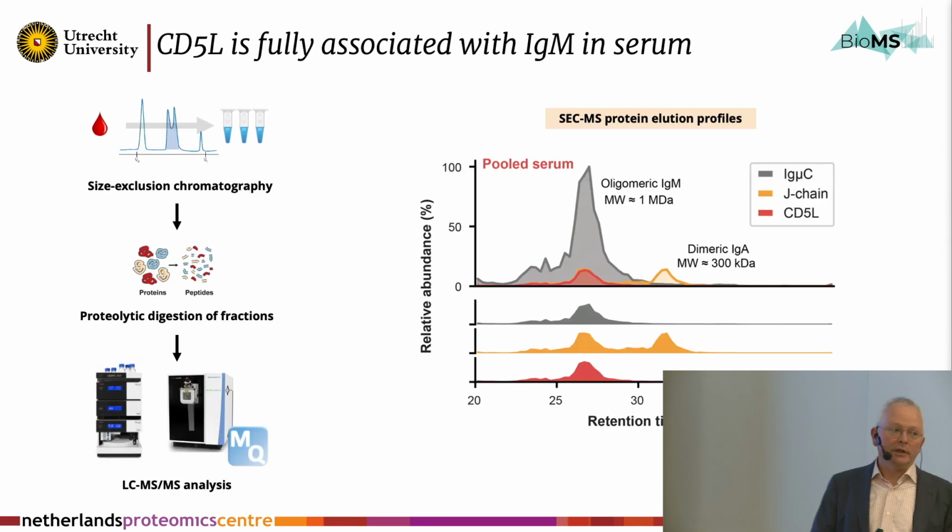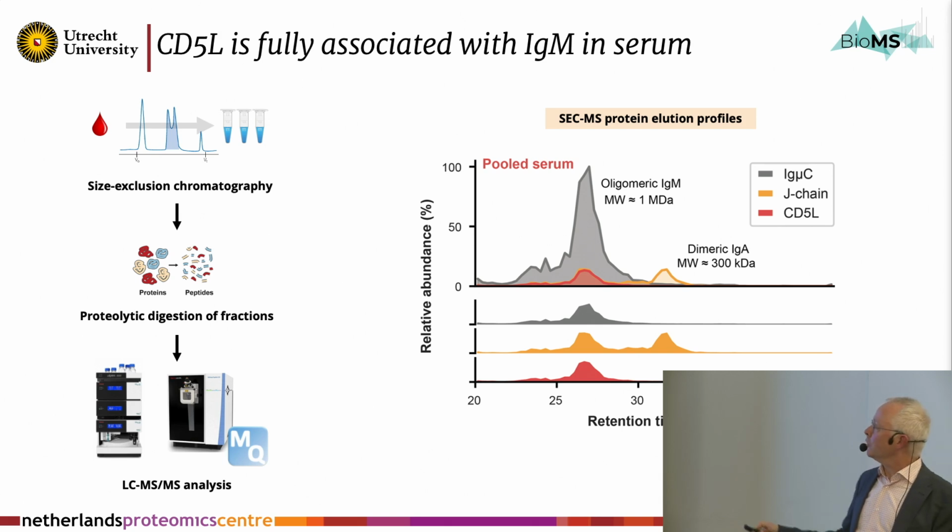But what we now did is, again, a very simple experiment. We did size exclusion chromatography on whole blood, and then we looked where proteins co-elute. Now, for those that don't know size exclusion chromatography, if there are very big protein complexes of 1 million Dalton, they elute here. If they are very small proteins, they elute here at the end. CD5L is a very small protein, so it should elute here. The J chain is an even smaller protein, it should also elute here.